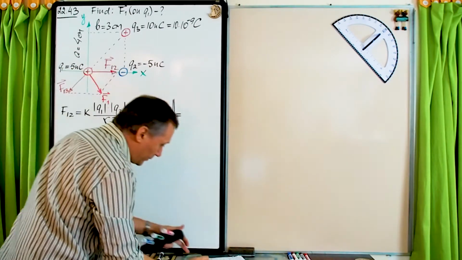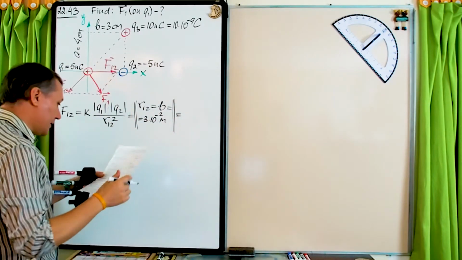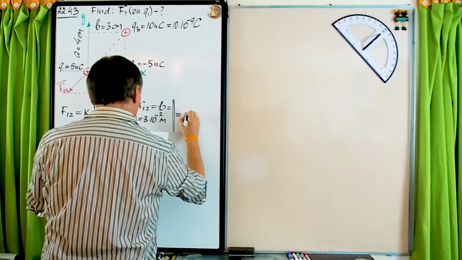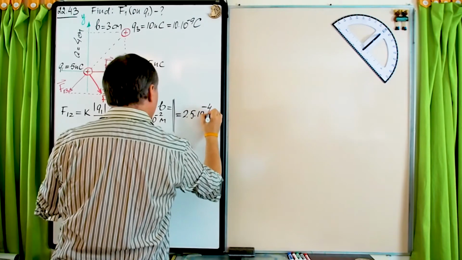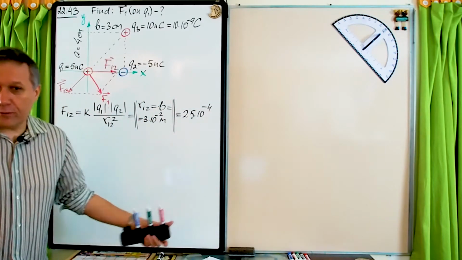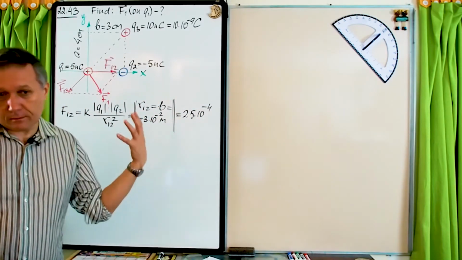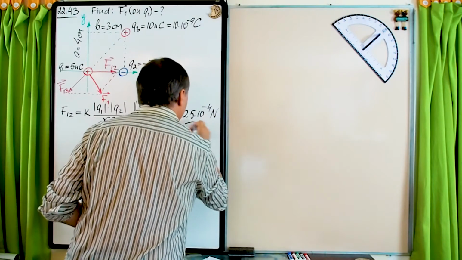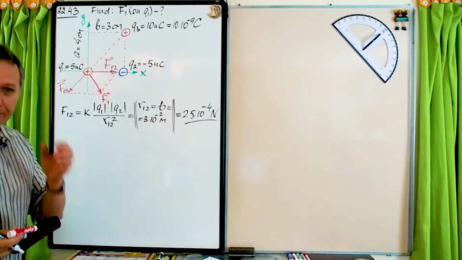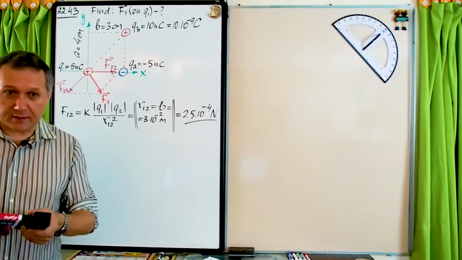Okay, so if you plug numbers, you will end up with 2.5 times 10 to the power of minus 4. And that is just a force. Electric force, but just a force, units of Newton. Okay, so that's the absolute value. So you remember now the next step.